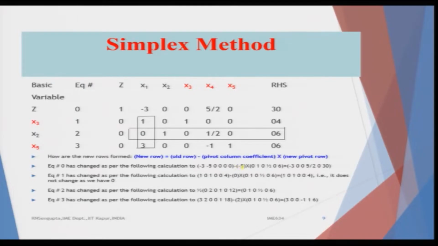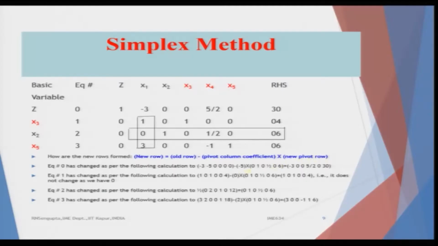So, the element in the pivot column had coefficient -5 there because that was the entering variable. And the new pivot row, which you would technically have initially, when you have divided and converted, would be 0 corresponding to x1, 1 corresponding to x2, 0 corresponding to x3, half corresponding to x4 and 6 corresponding to x5.